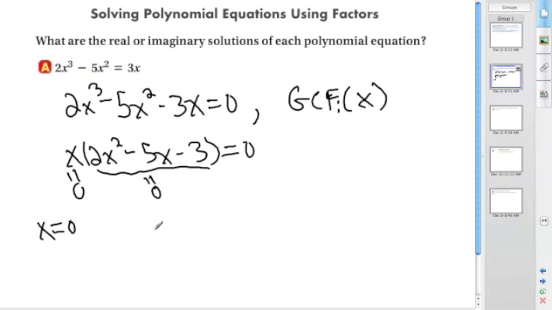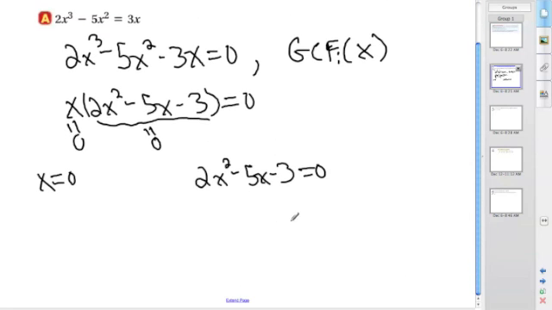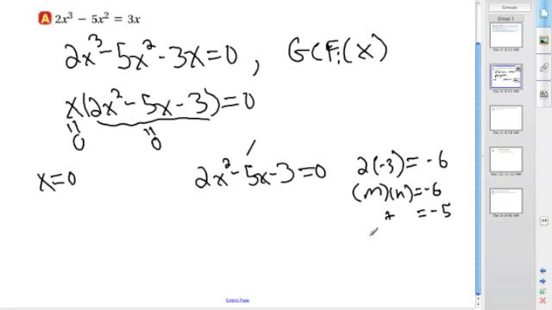So we know one solution is x equals 0. For the quadratic, I'd use the quadratic formula, or you can use factoring by the box method to see if that works, by multiplying 2 times negative 3 to get negative 6. We need two numbers that multiply to negative 6 and add up to negative 5, which would be negative 6 and positive 1. So let's do it that way. We have 2 times negative 3 equals negative 6, so we need m and n to give us negative 6 but add up to negative 5. So those two numbers would be negative 6 and plus 1.